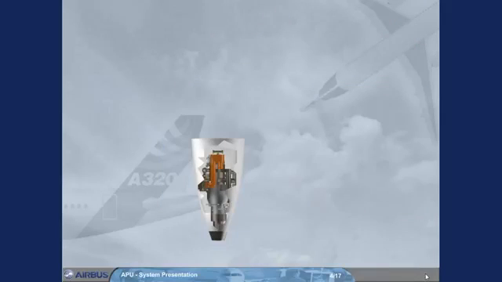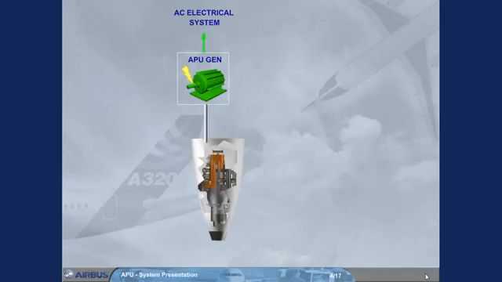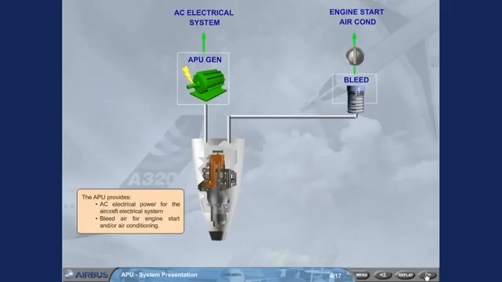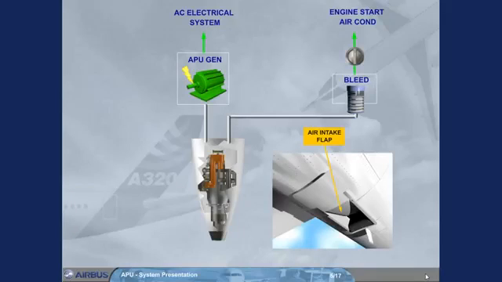The APU provides AC electrical power for the aircraft electrical system and bleed air for engine start and or air conditioning. The APU has an electrically operated air intake flap, which, when it is opened, brings external air to its compressor inlet.